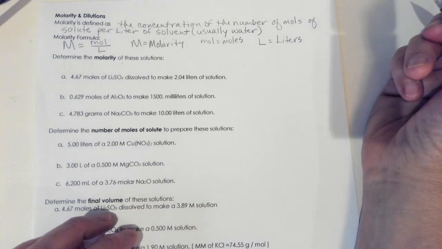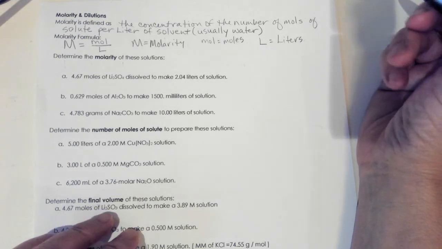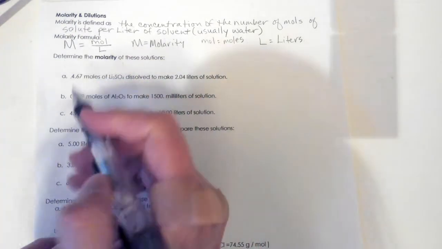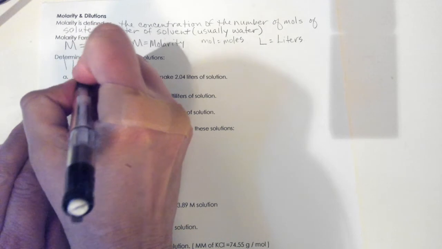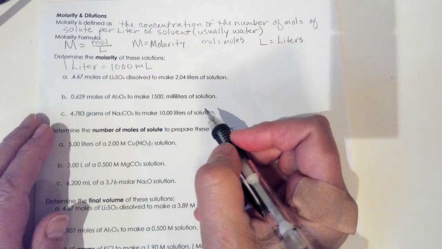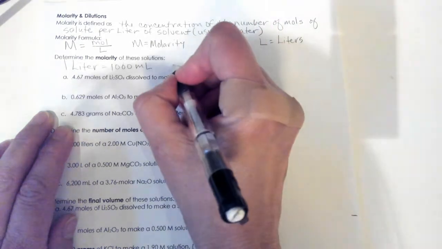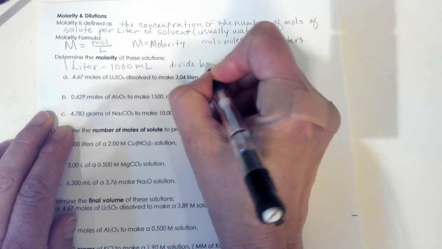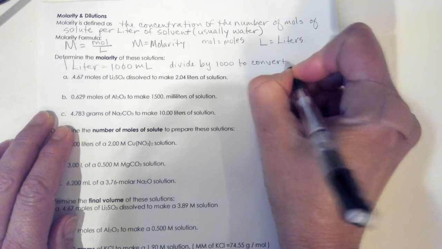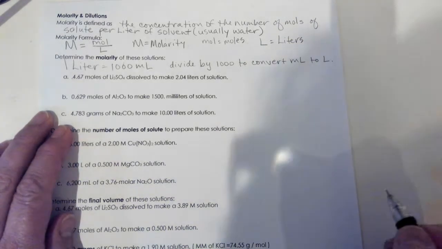Now, many times when solutions are measured, they're measured in milliliters. If that's the case, you have to convert to liters. Notice our formula has liters. So remember that 1 liter equals 1,000 milliliters. So if you are given milliliters and you need to convert to liters, then you have to divide by 1,000 to convert milliliters to liters. And then that way you'll have everything in the correct unit.